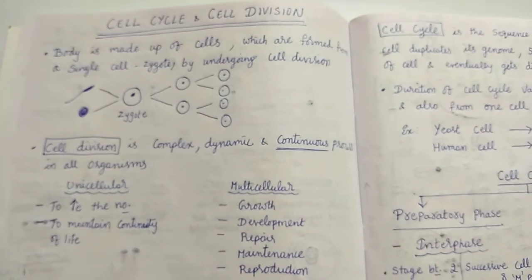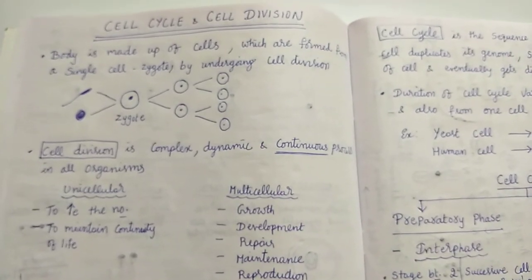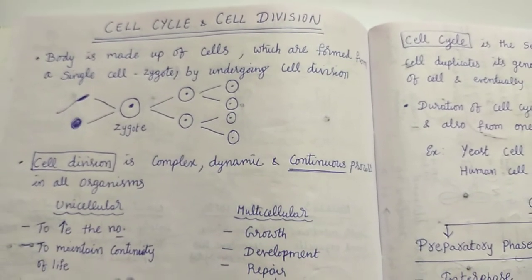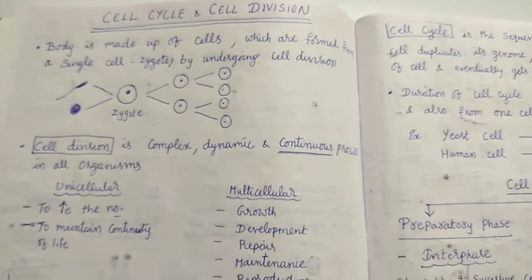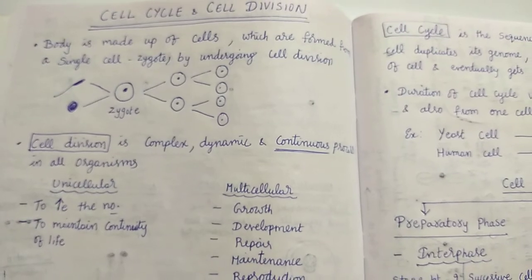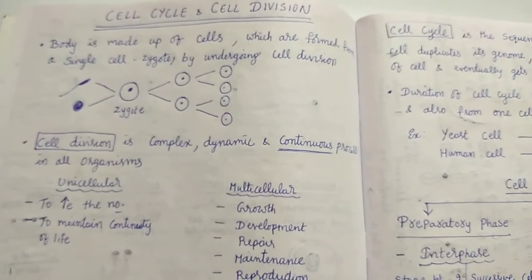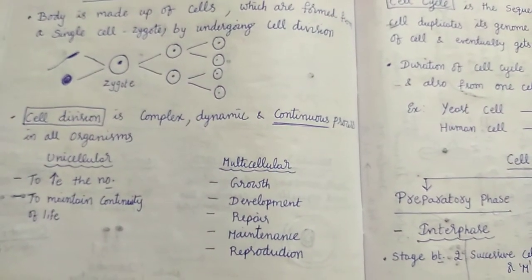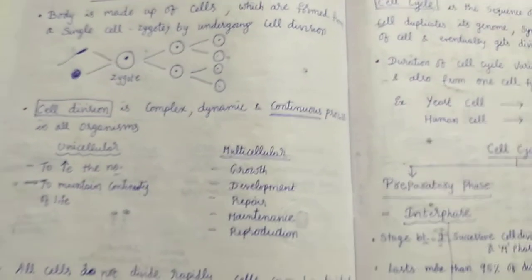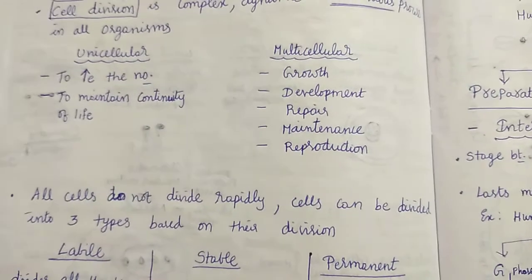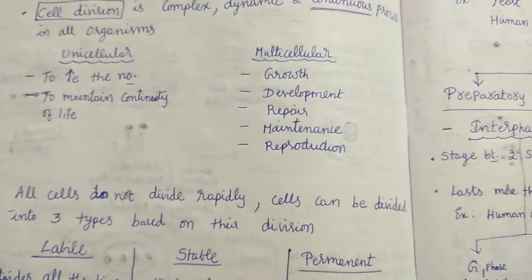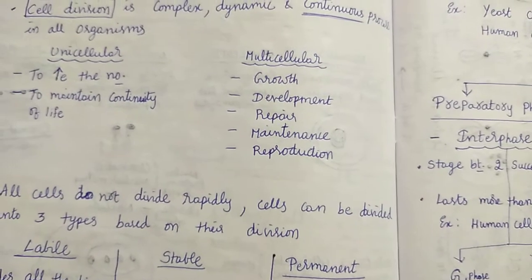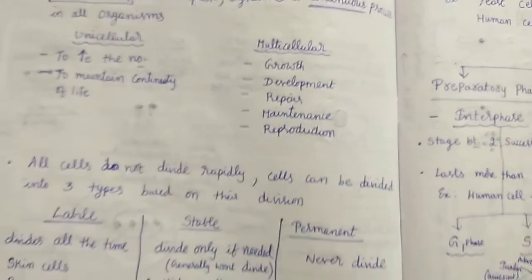Hello students, in this video I will be sharing the notes related to the cell cycle and cell division chapter. All the important points have been covered in this. So you can see here how the single-celled zygote is undergoing division, and what cell division is. It's a complex, dynamic and continuous process in all organisms, and I have given the differences between unicellular organisms, what is the main thing for cell division, and what happens in multicellular organisms.